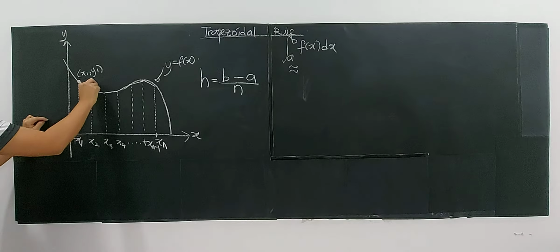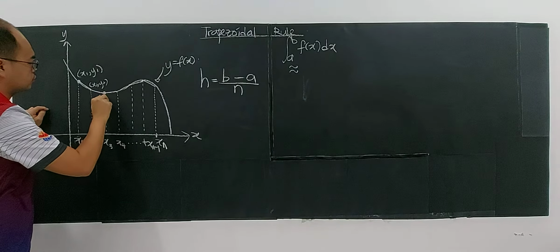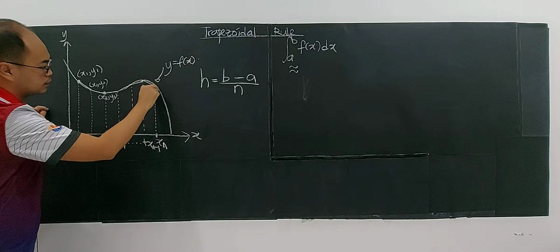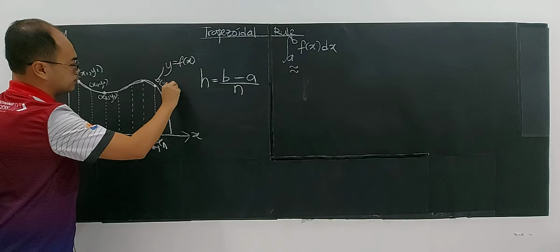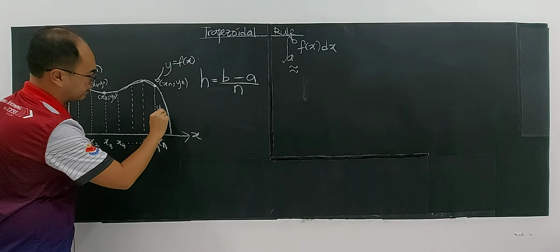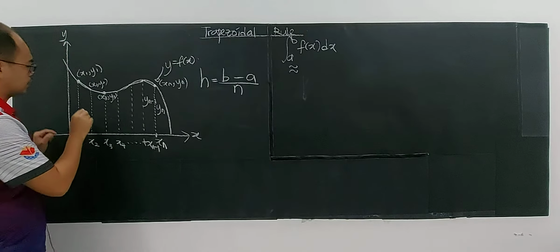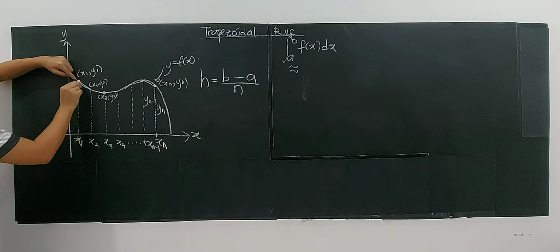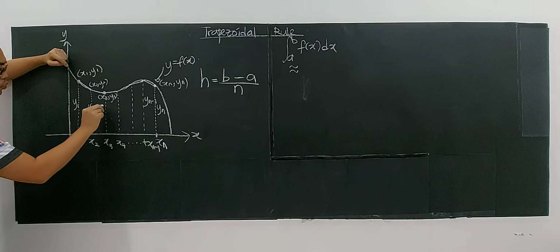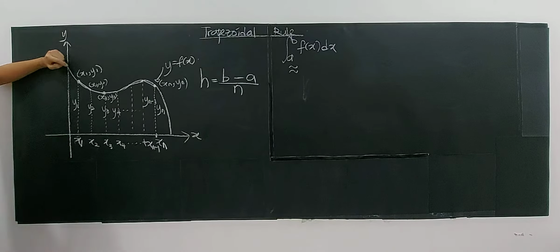The height here is y1, and the height of this will be y2. You will have (x2, y2), (x3, y3), and so on until the last one, which is (xn, yn). This is your yn, and the one before is yn minus 1. The height from here to here is the value of y. So this is y1, y2, y3, y4, until yn minus 1.